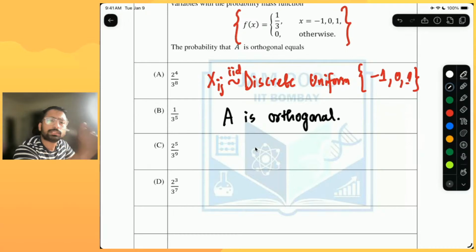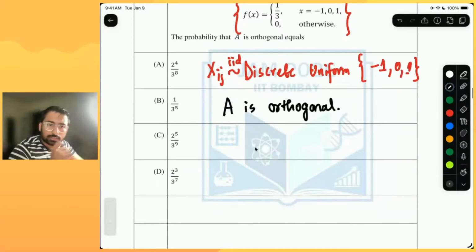So how to approach this problem? The way to approach this problem is first investigating what orthogonal means in each of these xij's. Is there a better representation of the orthogonality? Is there a better understanding of the orthogonality? So now, when is a matrix orthogonal?